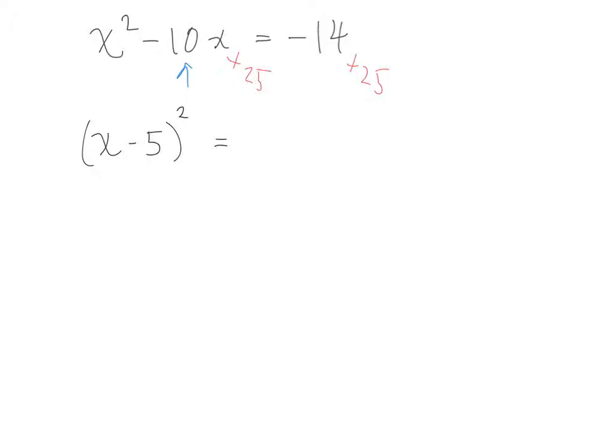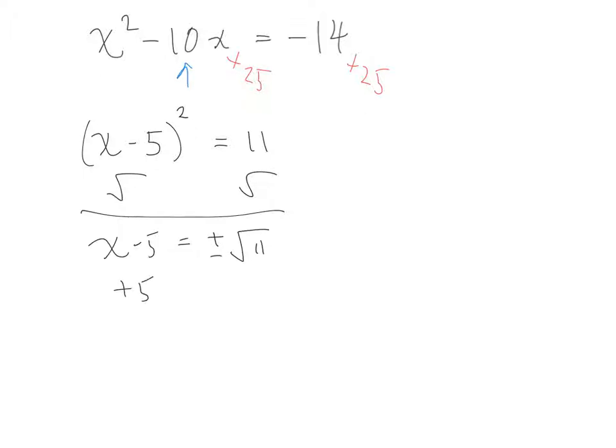Negative 14 plus 25 is 11. So if we take the square root of both sides, we're going to get x minus 5 must have either been positive square root of 11 or the negative square root of 11. If we add 5 to both sides, we're going to get both roots or both solutions to this equation, which is going to be x equals 5 plus or minus square root of 11.